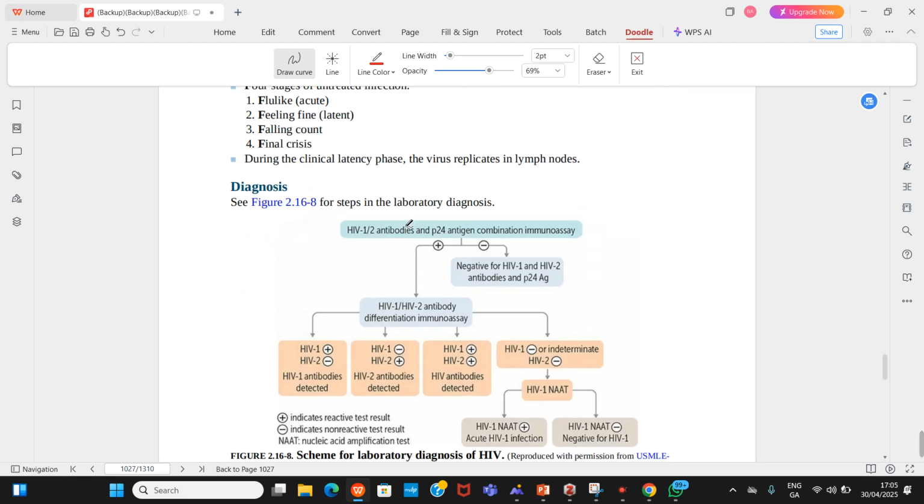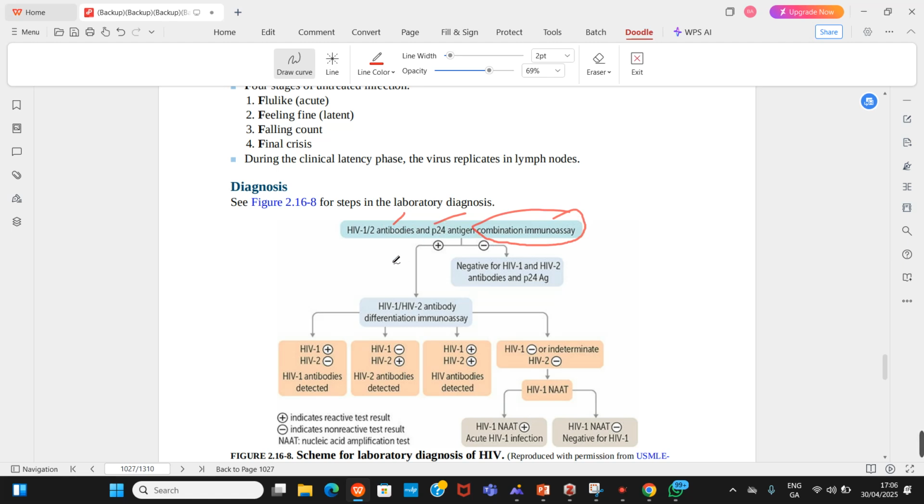Now, the best next step is to understand how do we make the diagnosis of HIV. So the first test you want to order is your what? Your antibody P24 combination test. Very, very important. You want to order HIV 1 and 2 antibody, P24 antigen combination immunoassay. So you want to test for the antibodies and for the antigen. Is it going to be there or not?